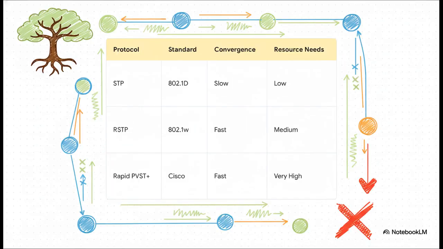And you can really see the evolution here. The original STP was slow. Then came the industry standard, RSTP, or Rapid Spanning Tree, which was a huge leap forward. Cisco's proprietary Rapid PVST Plus is just as fast, but it adds a twist. It runs a separate spanning tree map for every single VLAN. This is super flexible, but it also means the switch's CPU and memory have to work a lot harder to keep track of it all.